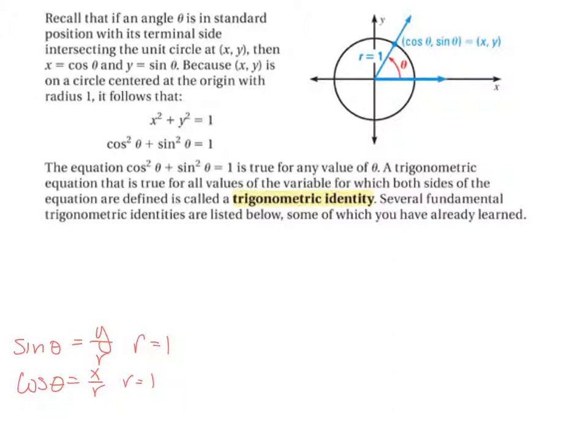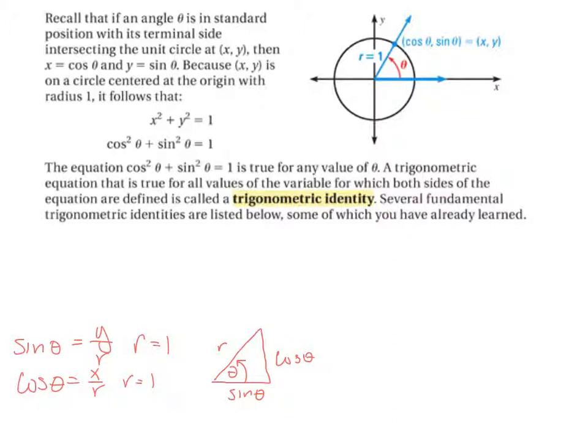Because (x, y) is on a circle centered at the origin with radius 1, it follows that x squared plus y squared equals 1. Okay, I am looking at this right up here. I've redrawn this down there, where that's theta, this is theta. This is my radius. My x value is sine theta. My y value is cosine theta.